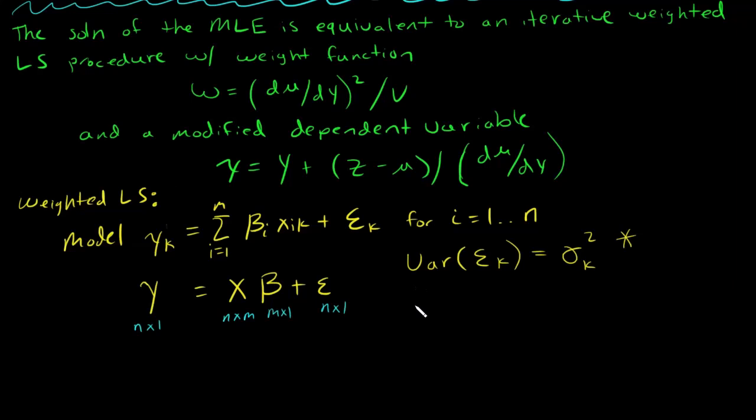All right, so written in matrix notation, the variance of epsilon, we would just use a diagonal matrix where the diagonals are the variances, and then the off diagonals are zeros. So we still have independence.